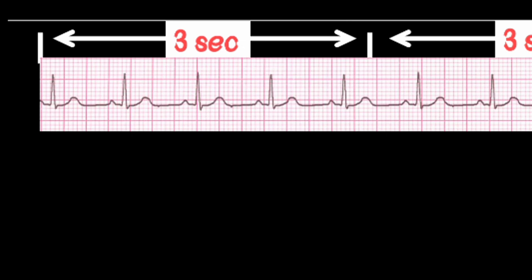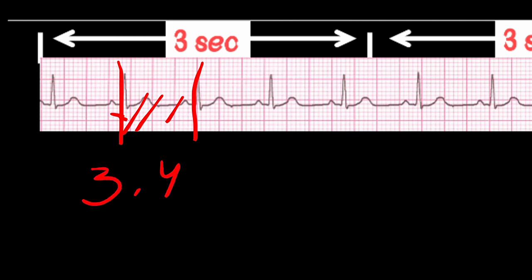Here we are going to apply a method in which we calculate the number of big boxes between two R waves. Let's consider these two R waves, and now we have to count the number of big boxes between them. This is one complete big box, this is the second, this is the third, and now we can consider this last box as less than half a big box. So in total, it makes around 3.4 big boxes.